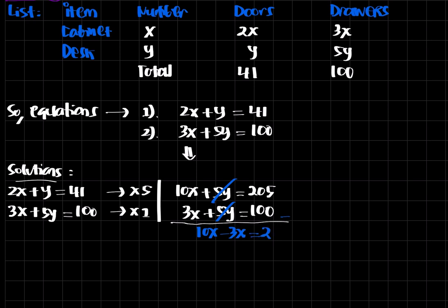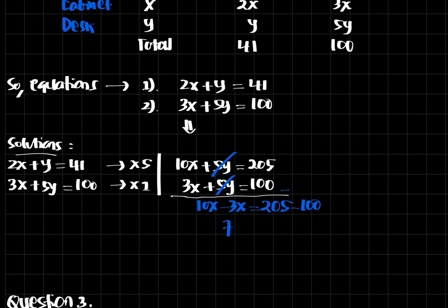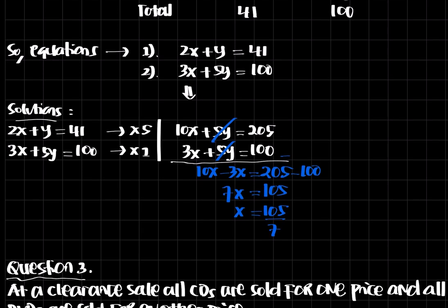205 minus 100. Understood? 205 minus 100. So 7x equals, this is 205, then this is 105. So x is 105 divided by 7, x equals 15.